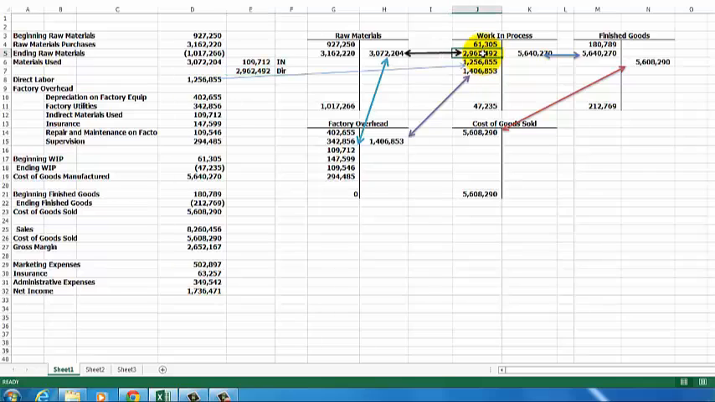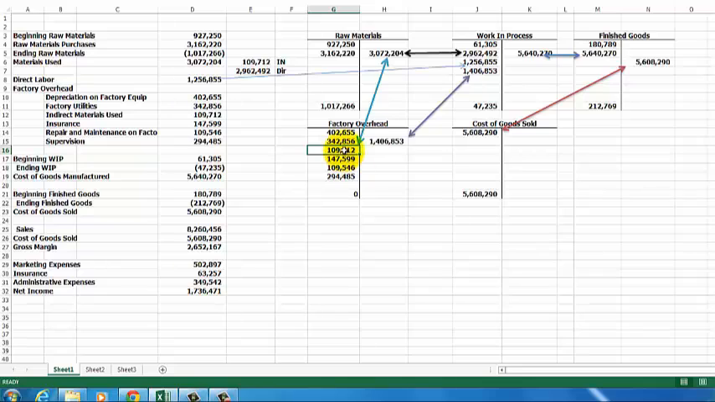So it's important that we determine that difference because, as you see in the T accounts, the 2,962,492 goes to work in process. The direct cost goes directly into work in process, the next inventory account, which had a beginning balance of 61,305. We'll come back to that. The 109,712, the indirect cost, goes to factory overhead, and that's really critical about indirect.